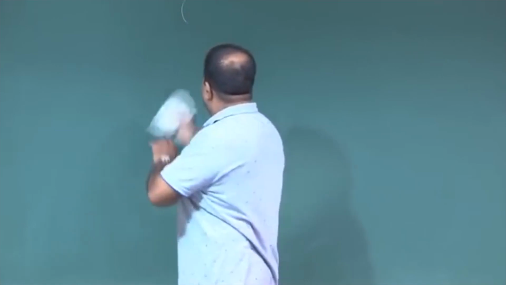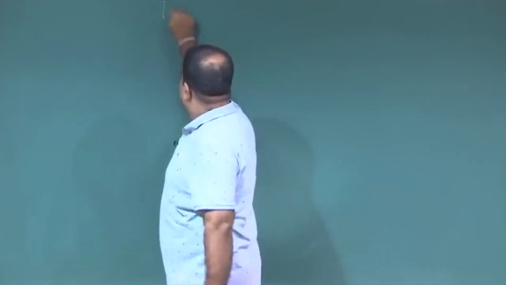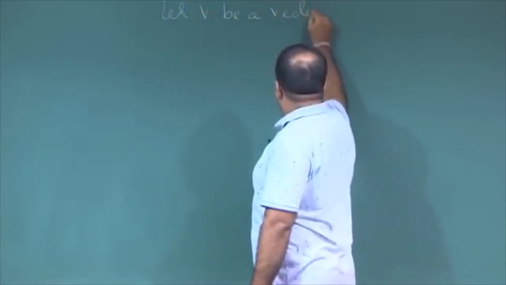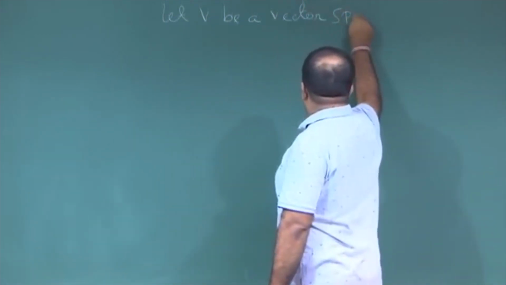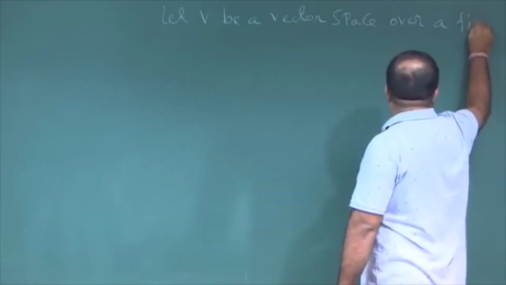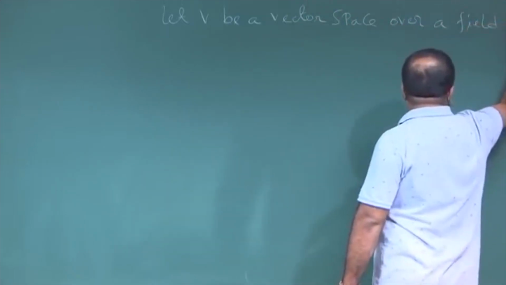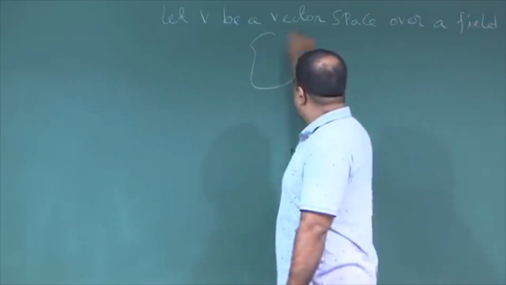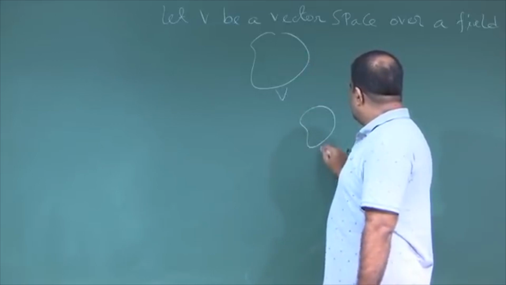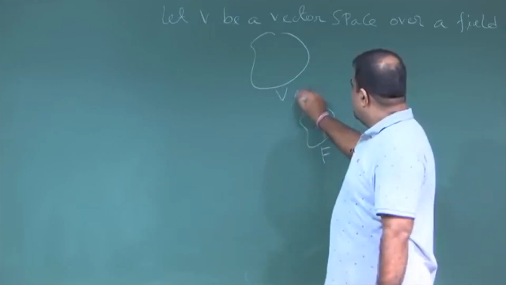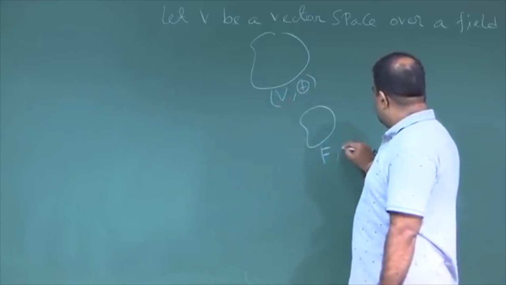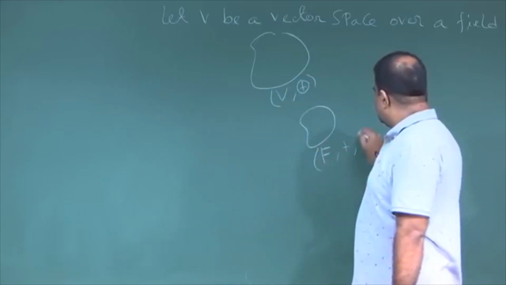So, let V be a vector space over a field F. So, basically what we have? We have a non-empty set V and we have another non-empty set F, and on V we have a vector addition, and on the field we have a scalar. Field elements are called scalars.